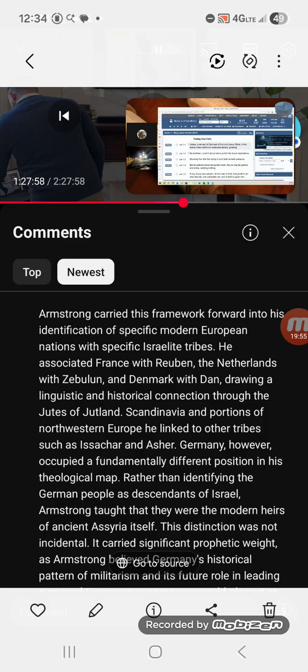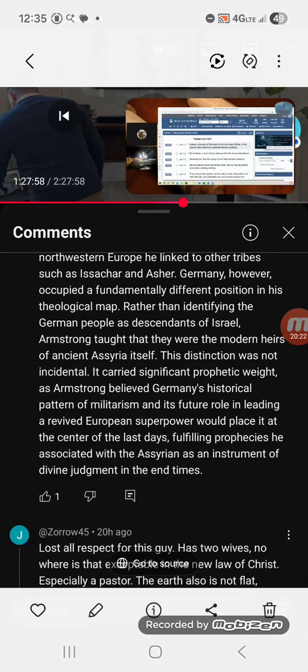and Asher. Germany, however, occupied a fundamentally different position in his theological map. Rather than identifying the German people as descendants of Israel, Armstrong thought they were the modern heirs of ancient Assyria itself. This distinction was not identical. It carried significant prophetic weight, as Armstrong believed Germany's historical pattern of militarism and its future role in leading a revived European superpower would place it at the center of the last days, fulfilling prophecies he associated with the Assyrian as an instrument of divine judgment in the end times.